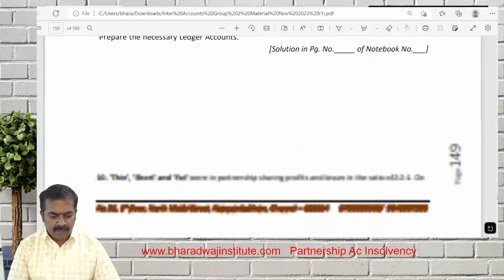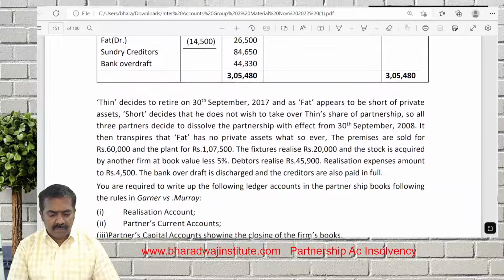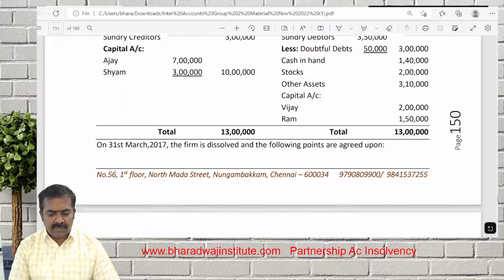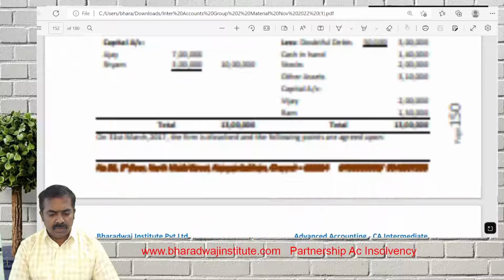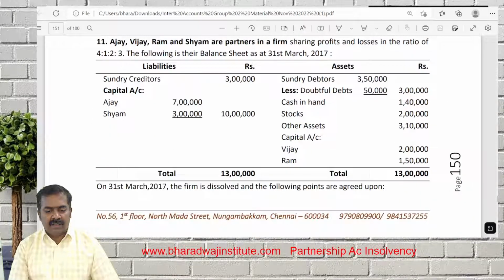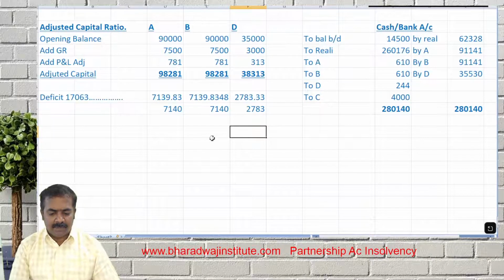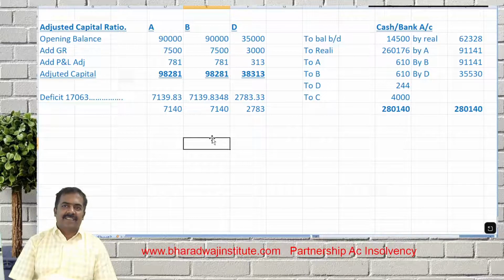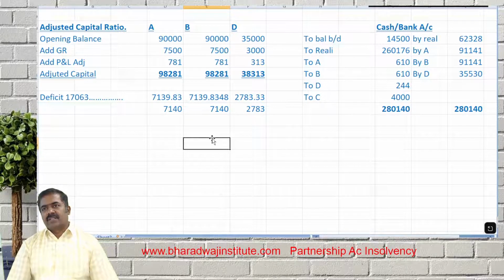I'll come back to the display, one minute. We have done question number 10 now. Try question number 11. See, learning should take time, but the next problem is more like a practice one. It should not take more than 15 minutes for us to complete. Prepare, if there is any error, rectify it. Prepare which accounts? A realization account and capital account. Work out the adjusted capital ratio and share the deficit loss if there is any. Try it, you try it.